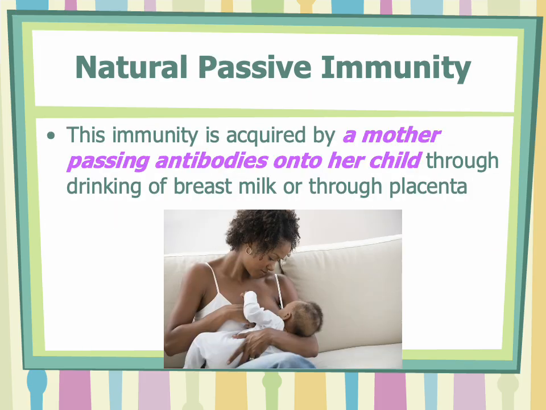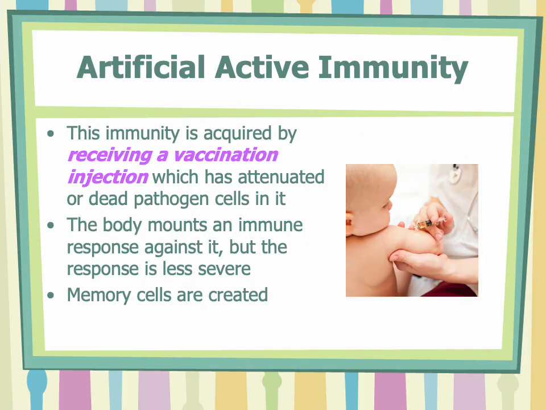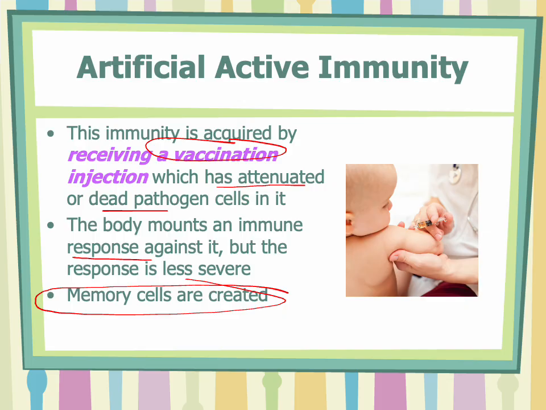Okay? The natural passive immunity, simply think about a mother passing antibodies onto their child. Through what? Breast milk or the placenta. Moms can get vaccinated and pass this immunity to their kid. Okay? Now, artificial active immunity. Vaccination. Vaccinations are important. Okay? Once we are vaccinated, with either an attenuated virus or dead pathogen cells, our body can mount a response against it, and we don't get sick because memory cells are created.